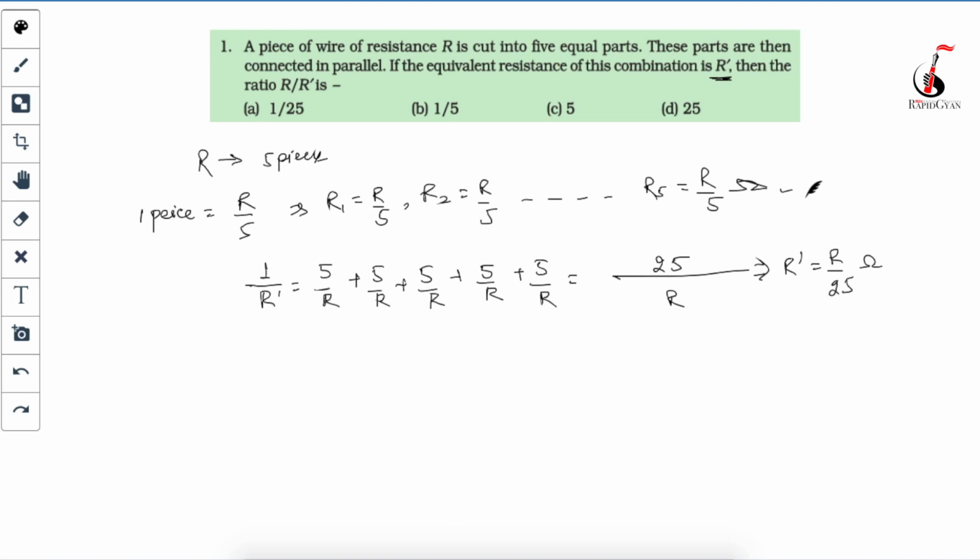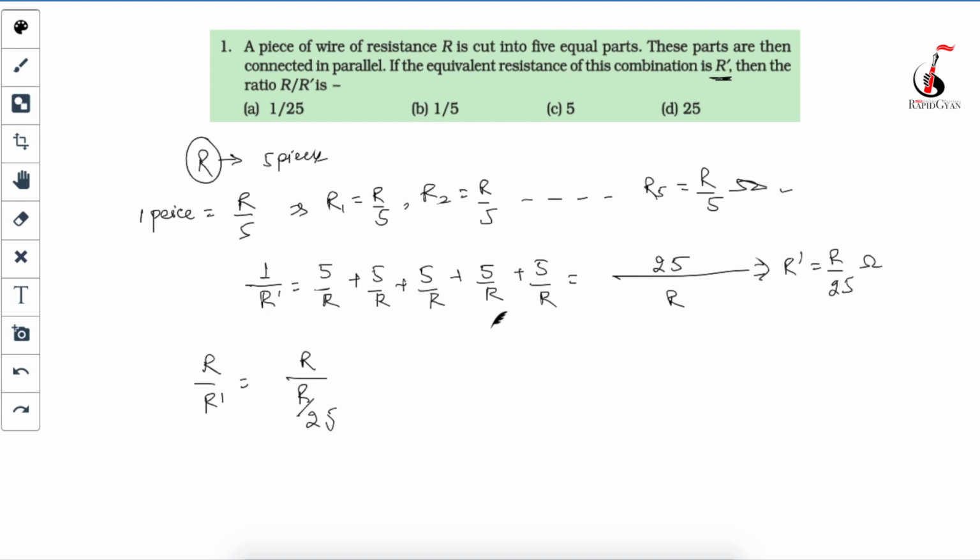Now what you will have to find out? You will have to find the ratio of R upon R dash. So the ratio of R upon R dash will become, what will be the value of R? R will remain R only. So I will write R. What is the value of R dash? R dash is your R upon 25. So I will write over here R upon 25.